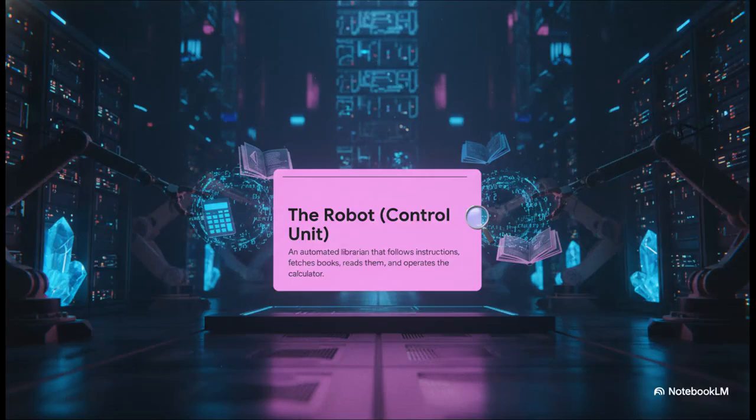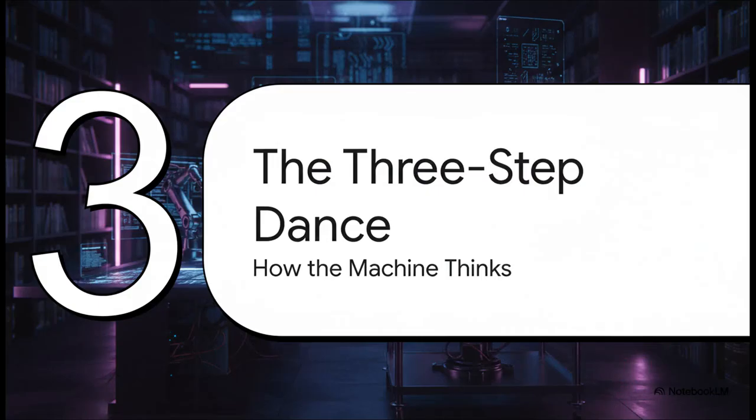So who's running this whole library? An automated robot. We'll call it the control unit. This robot is the tireless manager of this entire place. It follows the instructions written in the books with absolute perfect precision. It fetches them, it reads them, and it punches the numbers into the calculator. It's the conductor of our digital orchestra. So there we have it. Our library is built. We've got the shelves, the cart, the work table, and our robot.